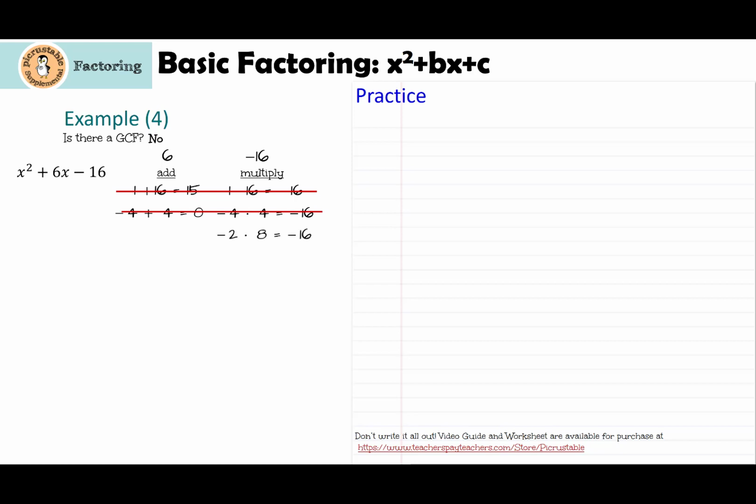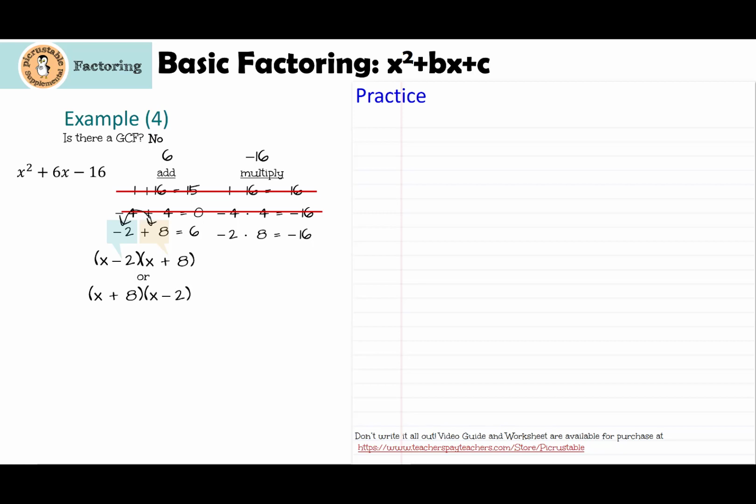I know that negative 2 times 8 is negative 16. So once again, the multiplication works. Negative 2 plus 8 is 6. I can't believe it. We found it, right? So we're going to have x minus 2 times x plus 8. Of course, I'm getting the minus 2 from our negative 2 there, and the plus 8 from our plus 8. Or we could also have x plus 8 times x minus 2.